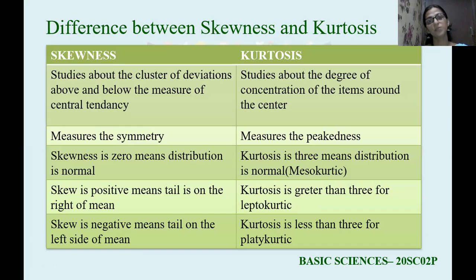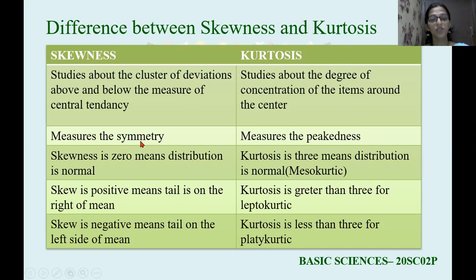Next comes the difference between skewness and kurtosis. Skewness studies the cluster of deviations above and below the measure of central tendency. Central tendency, the mean, is the central point in the data, and skewness measures how the values deviate from it. Kurtosis studies the degree of concentration of data around the center. Kurtosis measures whether the data concentration around the central value is high or low.